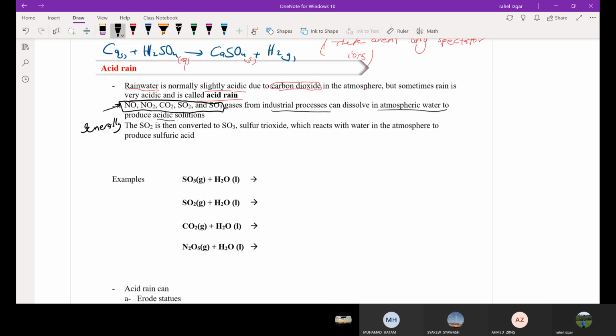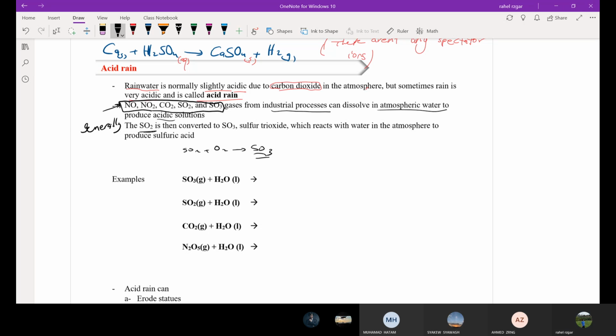Generally, SO2 is converted to SO3. Generally, SO2 is a gas that is produced in insufficient oxygen. So when it finds oxygen again, this SO2 reacts to become SO3.